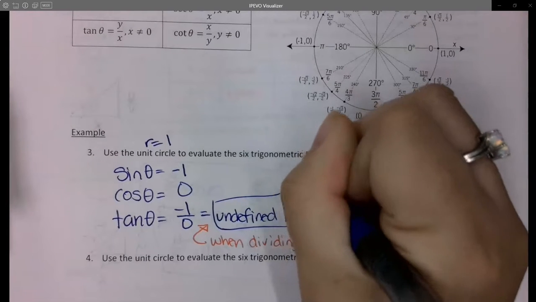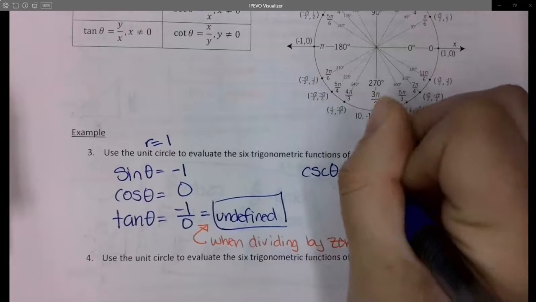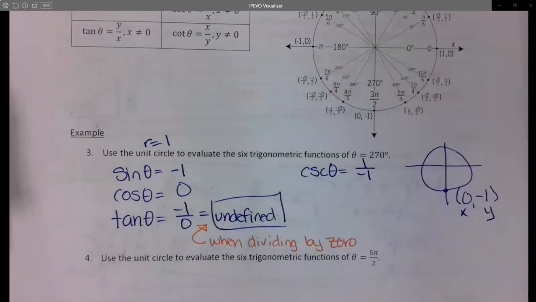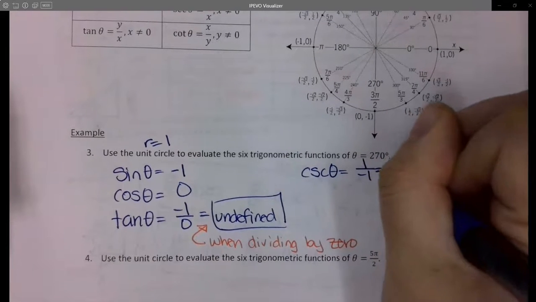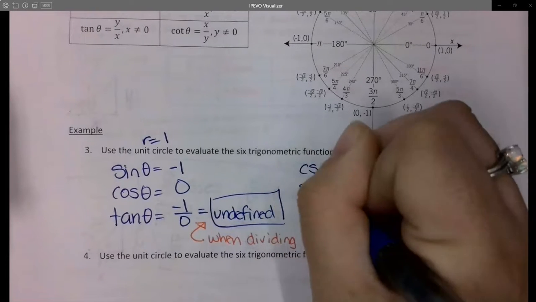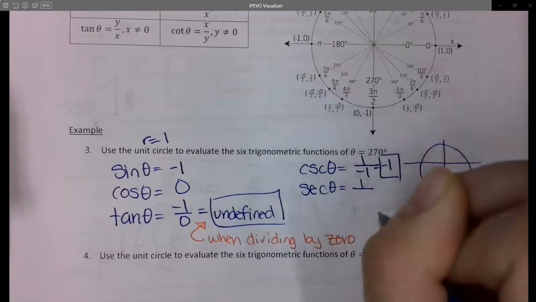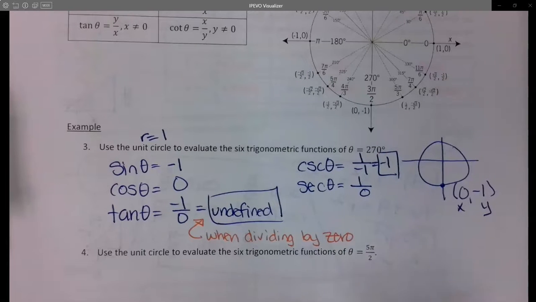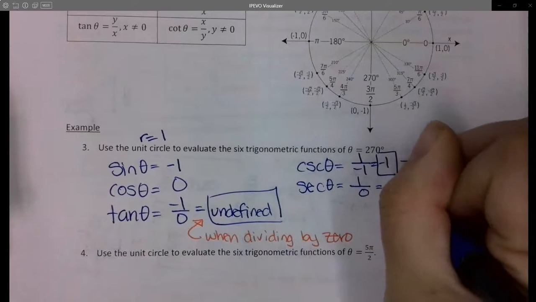Then I can do my reciprocal functions. So I have cosecant. This is 1 over the y value. The y value here was negative 1. So 1 divided by negative 1 simplifies to just negative 1. Then I can do my reciprocal for cosine, which is secant. That's 1 over x. My x value here was 0. So again, I have a 0 on the bottom. My answer is going to be undefined.